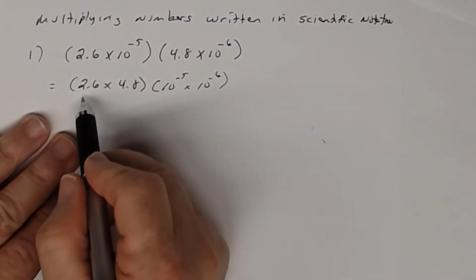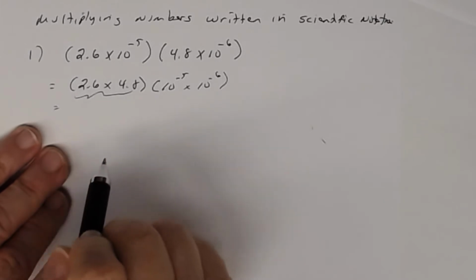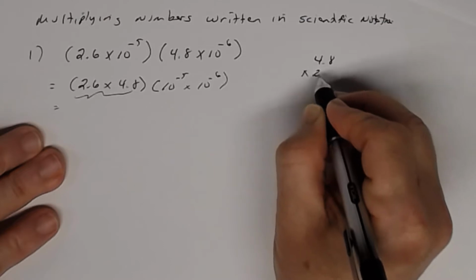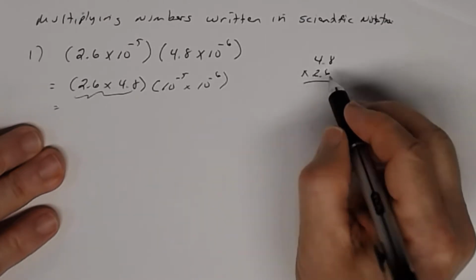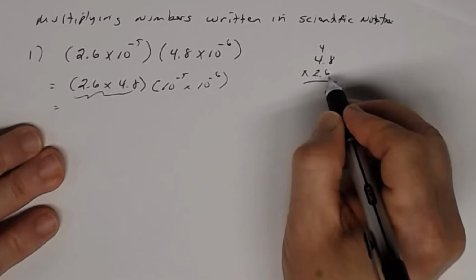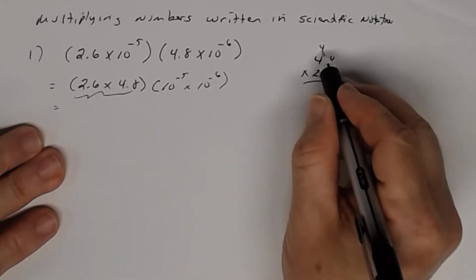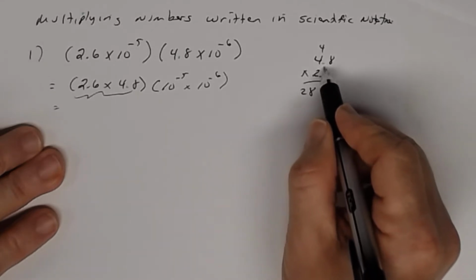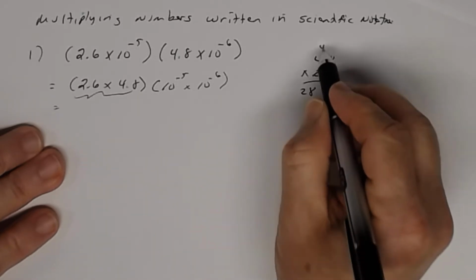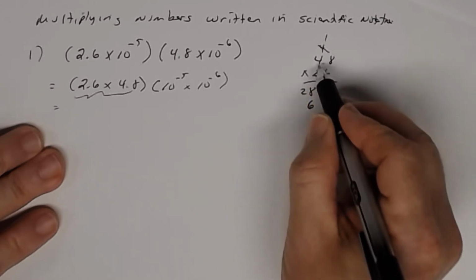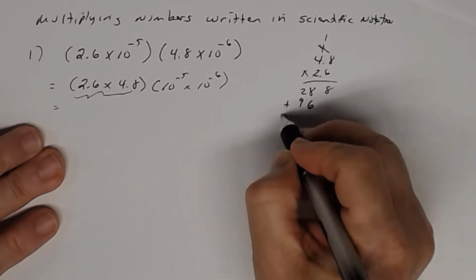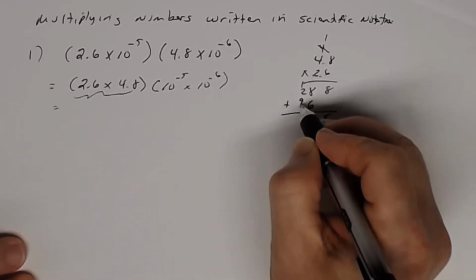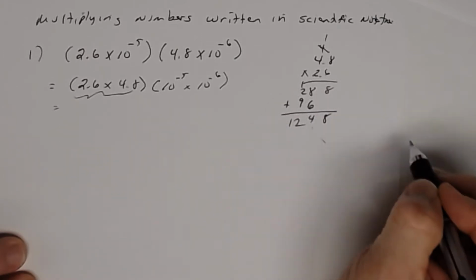Okay? Now let's go ahead and multiply the coefficients out. 2.6 times 4.8. So 4.8 times 2.6. So 8 times 6 is 48. So 8 carry the 4. 6 times 4 is 24. Plus 4 is 28. And then we go to 2. 2 times 8 is 16. So put the 6 here. Carry the 1. 2 times 4 is 8. 8 plus 1 is 9. And then we add them. So that's 8. 8 plus 6 is going to be 14. 9 plus 1 is 10. Plus 2 is 12.